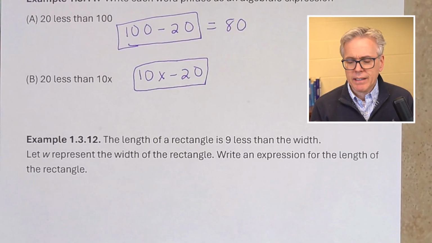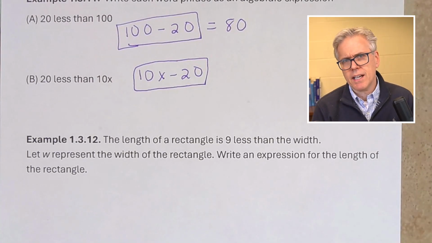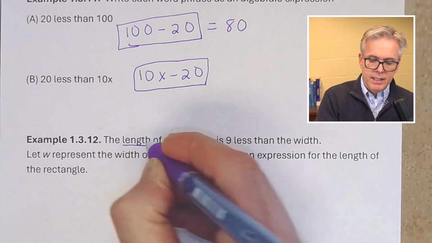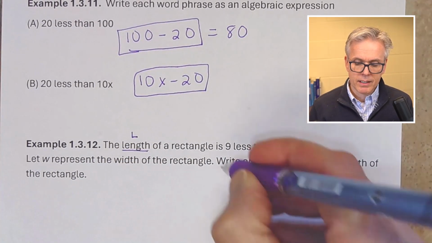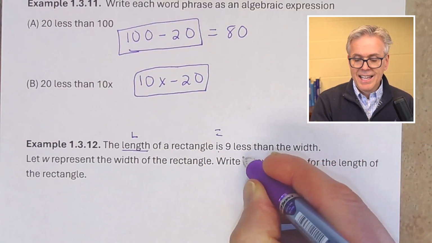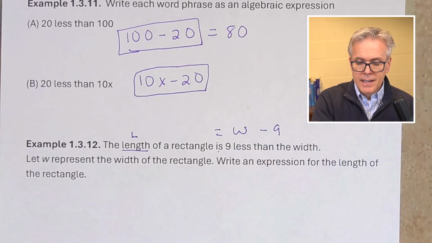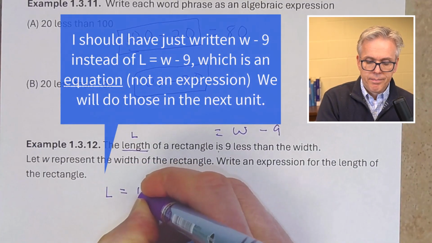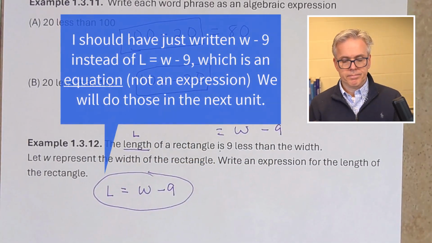Okay, this next one is sort of a partial application problem. The length of a rectangle is 9 less than the width. We're going to let W represent the width of a rectangle, write an expression for the length of the rectangle. Okay, so the length of a rectangle, and sometimes when I'm writing a problem down, I'll actually sort of pencil in the length of a rectangle is 9 less than the width. So is equals 9 less than the width. So recall, 9 less than width is not 9 minus W, it is W minus 9. So I can say the length is W minus 9. So I hope that helps.